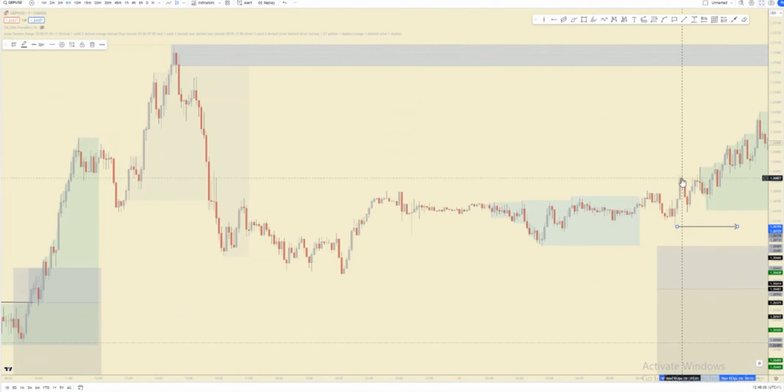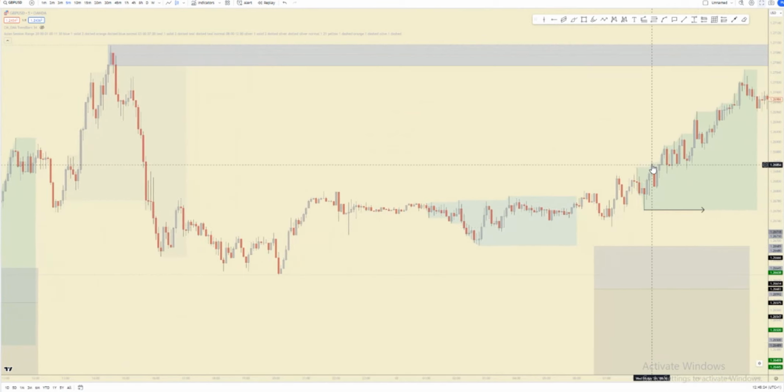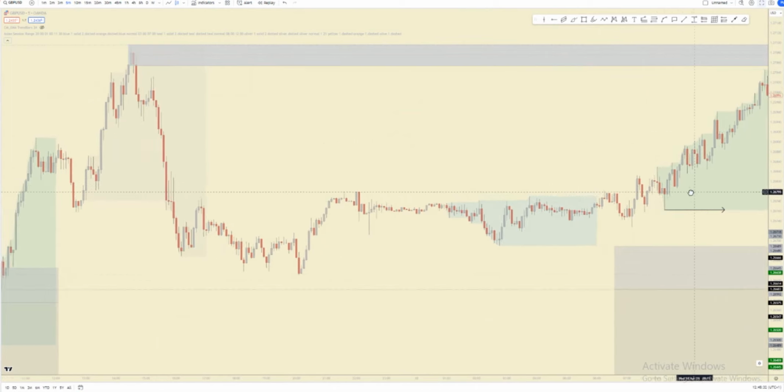Price now formed a high, a low, a high, another low before finally breaking this high with a body candle. So my attention will now shift to this other low. I'll continue. This is now the last high, low, high. My attention will shift to this one.